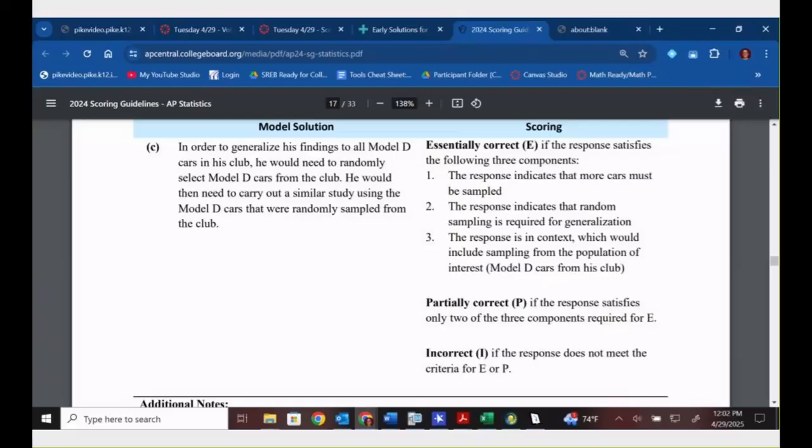So if they get all 3 of those components, then please give them an E. If they get 2 of those components, please give them a P. And if they got 1 or none of those components, please give an I.